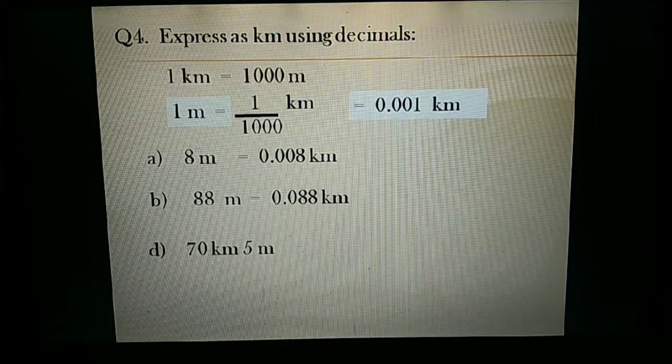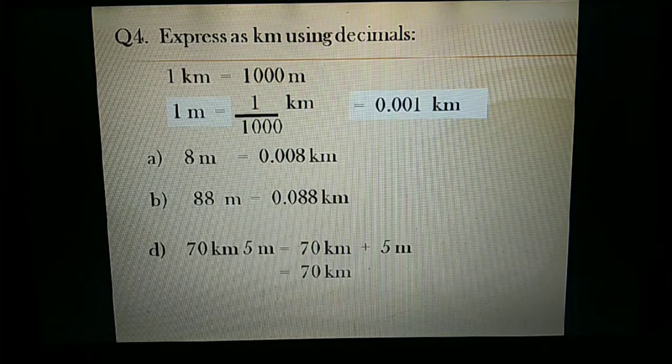Next, it's 70 kilometer 5 meter. Split it as 70 kilometer plus 5 meter. First value as it is, already in kilometer. And the second value, only one digit is there. We will add 2 zeros to it to the left to make it 3. Put a point, get the answer as 0.005 kilometer.